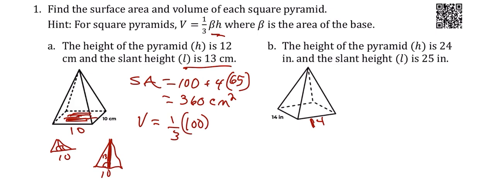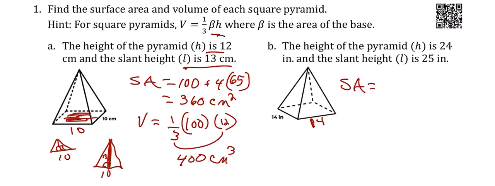So I'm going to put 1/3. We already know the area of the base is 100, and they give us that the height in this case is 12. The easiest way to do this, if you didn't have a calculator, is 1/3 times 12 gives us 4, times 100 gives us 400, so it's 400 cubic centimeters.